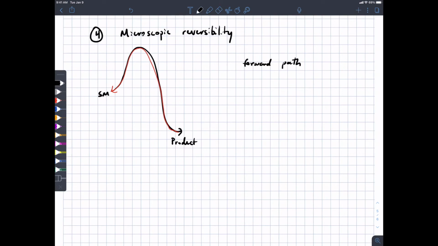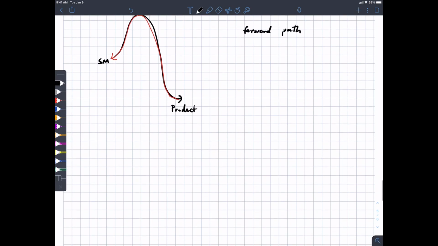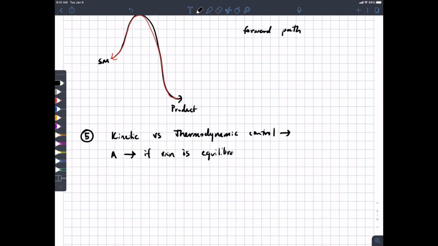Okay, so that doesn't require a lot of explanation. Sometimes people use that in interesting ways to rationalize the results. And then principle 5 is kinetic versus thermodynamic control. 2 basic ideas here. A, if the reaction is equilibrating between various products and the starting material, the most stable product wins.